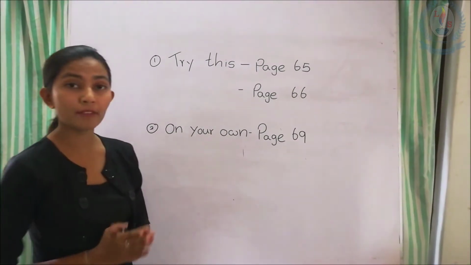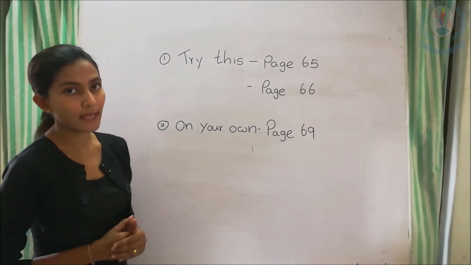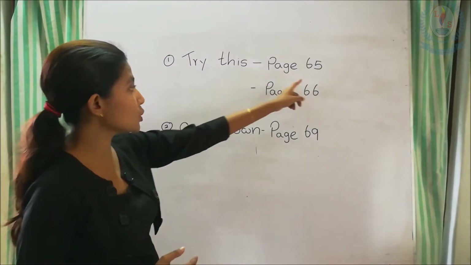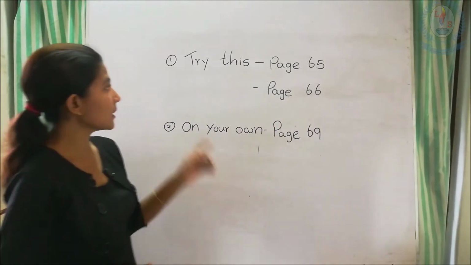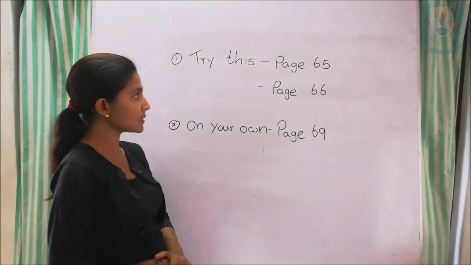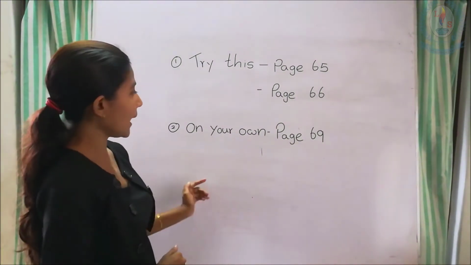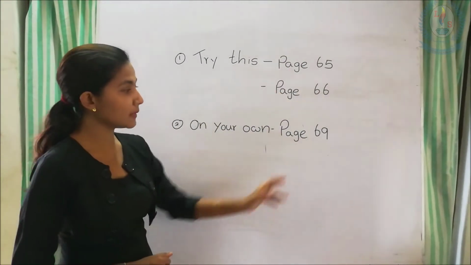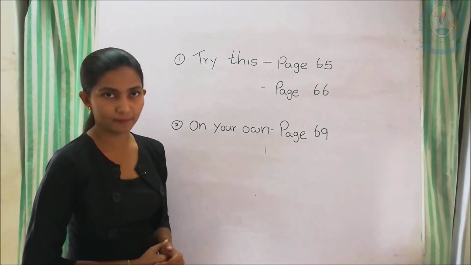Kids, now we have completed the subtopic 11.1, length in meters and centimeters. So now you all can complete the exercises on page number 65. Question, try this, page number 66. There are two questions, Try this, on page numbers 65 and 66. So complete those two questions, and then you have on page number 69 the on your own questions. You all can complete these questions to check whether you have understood the lesson.